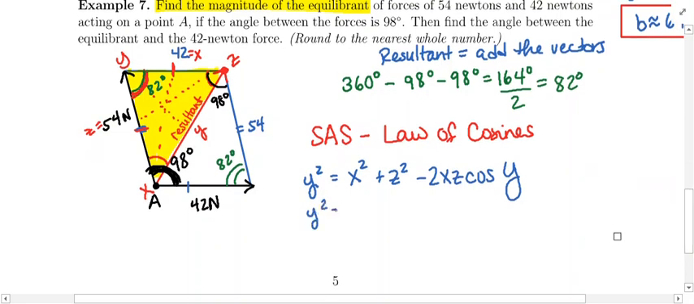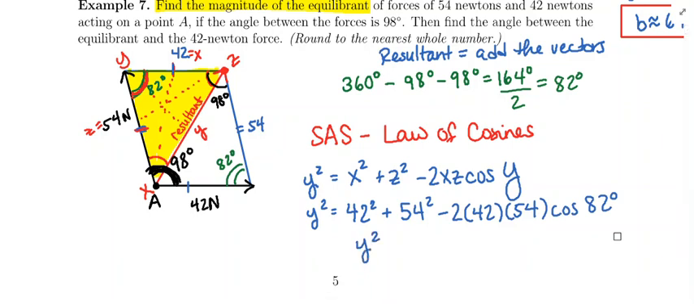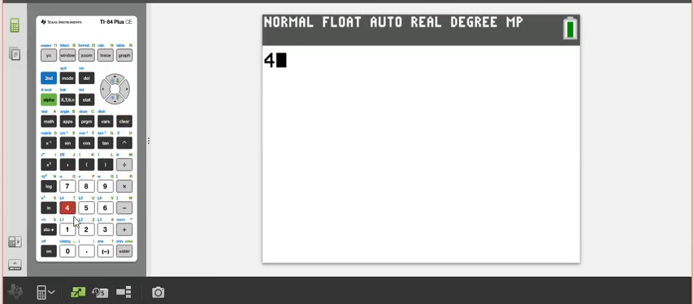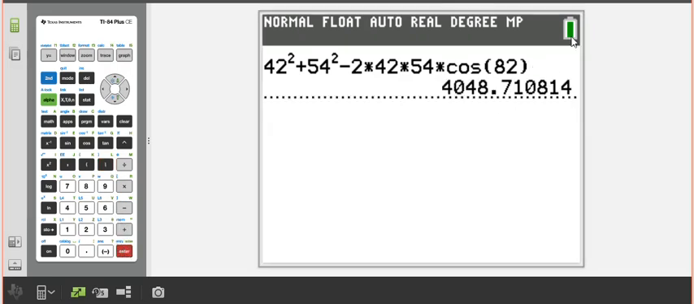So let's pop all of this in. To get y squared, this is going to be x squared, that's 42 squared, plus z squared, where z measures 54, so 54 squared, minus 2 times 42 times 54 times the cosine of angle Y. Angle Y is 82 degrees. This is going to give us the value of y squared. Let's put this in the calculator: 42 squared plus 54 squared minus 2 times 42 times 54 times the cosine of 82. Make sure you're in degrees. Here comes the answer.